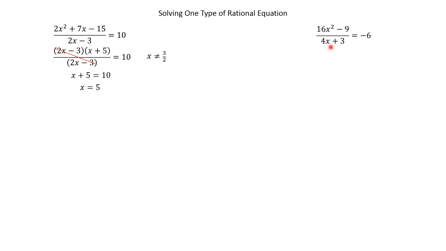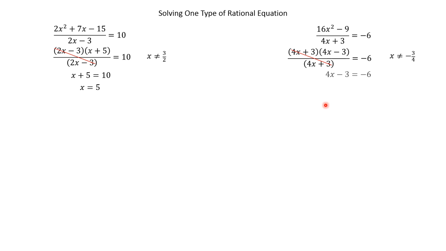16x squared minus 9 over 4x plus 3. We can factor this. This one's a difference of squares. What squared equals 16x squared? That would be 4x. What squared equals 9? 3. So we have 4x plus 3 times 4x minus 3 over 4x plus 3. Figure out what x can't equal. That we subtract 3, divide by 4. So x can't equal negative 3/4.